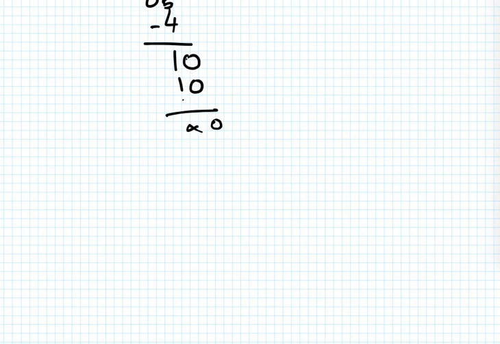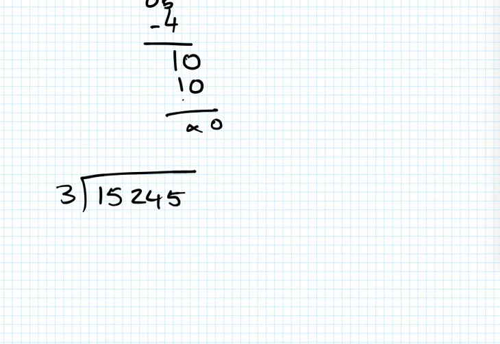All right? Now, there's another trick or rule rather that I want you to know as well. So let's suppose you've got 15,245 divided by 3, right? So let's do this last example because I just want to illustrate one last rule. So 1 is too small, so we've got to take 1 and 5 together, so 15. We'll take 15.